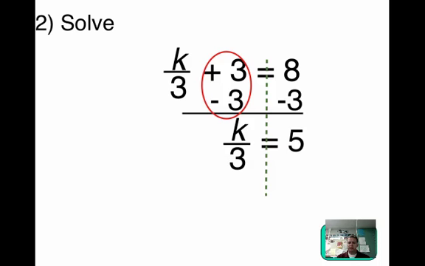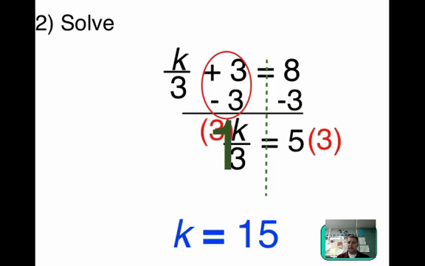and that'll leave us k divided by 3 is equal to 5. 8 minus 3 is 5. They're dividing by 3, so we do the opposite. We multiply both sides by 3. We'll get our big, that time it's kind of a fat 1, and 5 times 3.